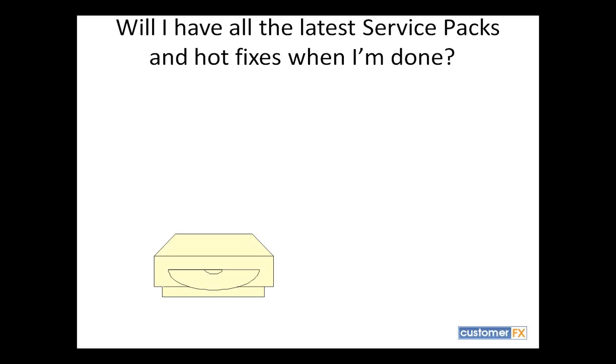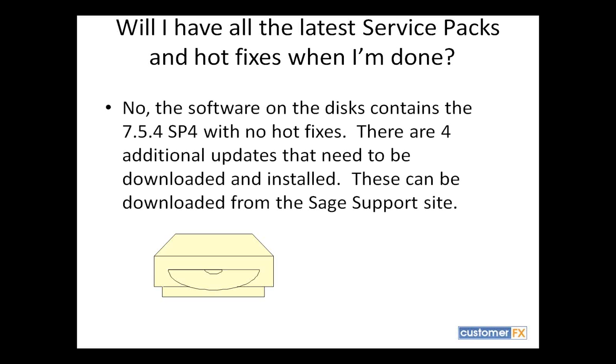Next question we hear is, will I have all the latest service packs and hot fixes when I'm done? Am I going to be at the latest SalesLogix level based on the disks I receive from Sage? And the answer is no. When you receive your upgrade kit from Sage, it's going to have a DVD that's going to have the 7.5.4 and the latest service pack, which is Service Pack 4. So it's going to already have 1, 2, 3, and 4 installed. So when you do install the software, when you're all done clicking next, next, next, you are going to be at Service Pack 4, and that is the latest service pack available for the 7.